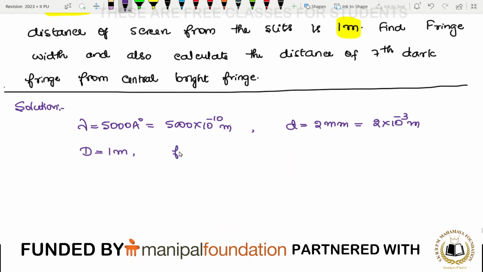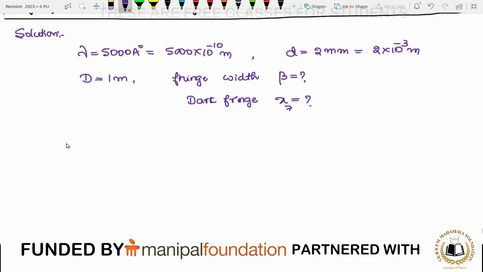Find the fringe width and also calculate the distance of the seventh dark fringe. Fringe width beta you have to calculate. Also calculate the distance of the seventh dark fringe, x7. First we'll calculate the fringe width.